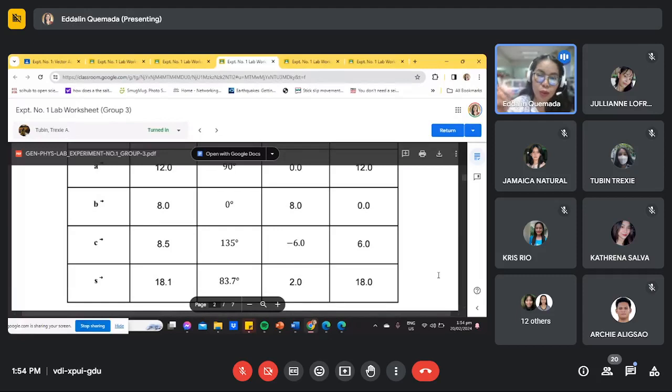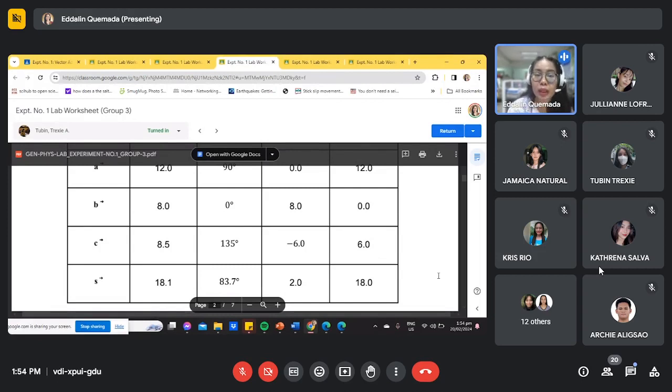When we get to it in the lecture, I will no longer require you to show the calculation or the computation. What's important is that your plotting of the given vectors is correct. You use the appropriate scale and the correct measurement, because if the measurement is correct, the plotting is correct, and you will always get the correct value of your resultant, which is 18.1, with a given angle of 83.7 degrees. Understood, class?